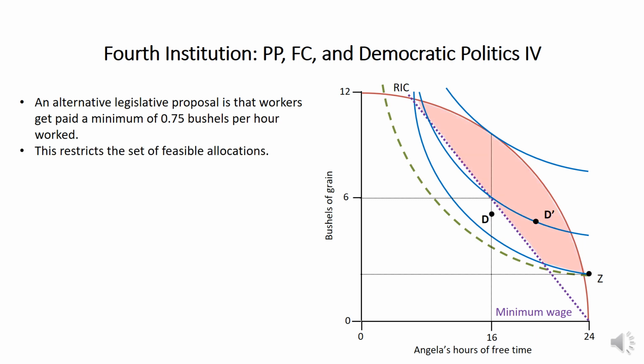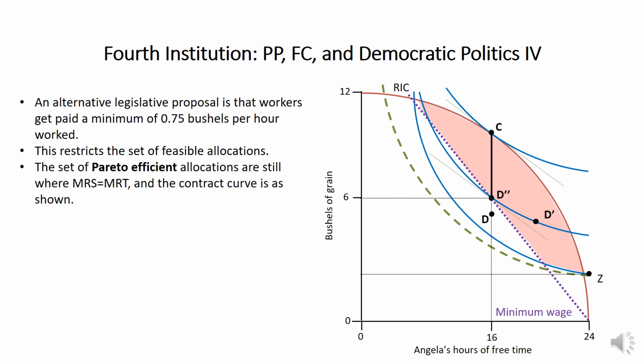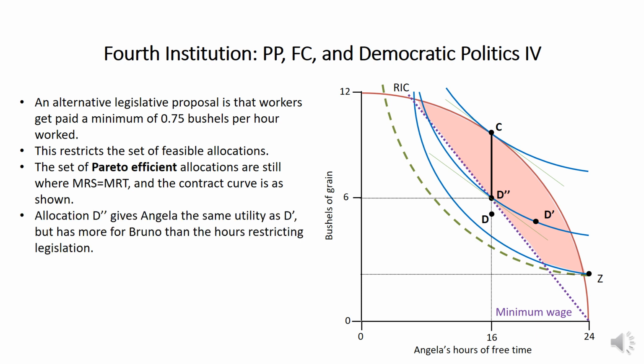And what that's going to do is restrict the set of feasible allocations a little bit more than even D prime did. And so now the set of Pareto efficient allocations that are possible for Angela and Bruno to reach are represented by this new contract curve from C to D double prime. Still where MRS equals MRT. And so allocation D double prime gives Angela the same utility as D prime, but has more hours for Bruno.